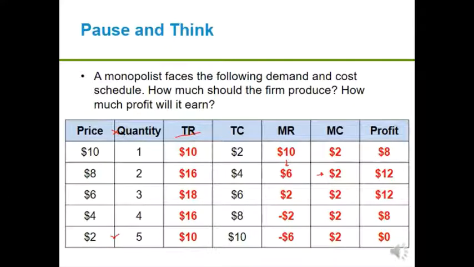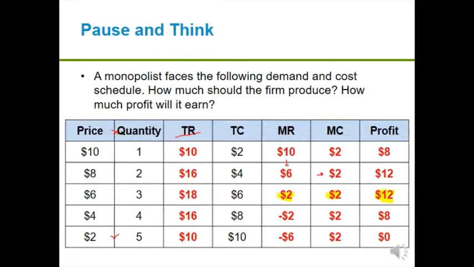So we want to know how much the monopolist should produce. And remember, we have a pricing rule, which is produce until marginal benefit equals marginal cost. In this case, the marginal benefit is marginal revenue. So produce until marginal revenue equals marginal cost, and that's where $2 equals $2, earning a profit of $12.